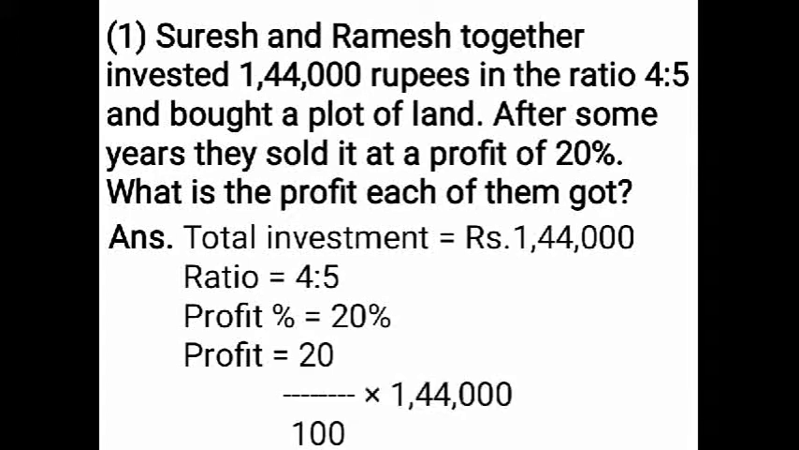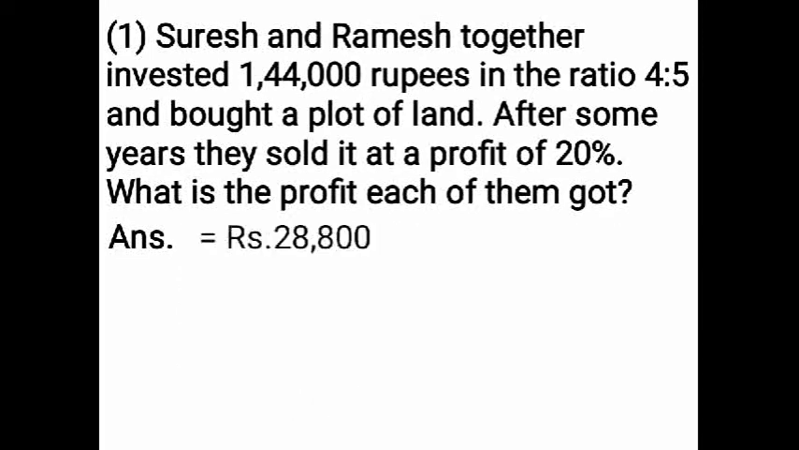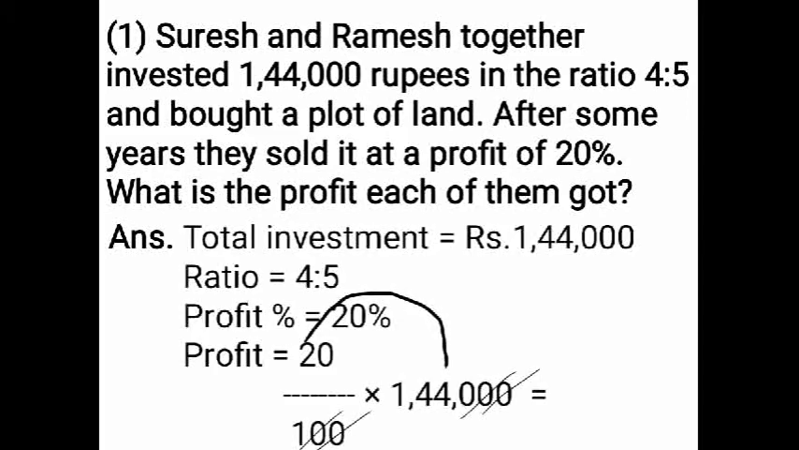That is 20 upon 100 into 1,44,000. Cancel both the zeros in numerator and denominator, like this. And then you have to multiply: 20 into 1440. After multiplying 20 into 1440, you are getting the answer 28,800 rupees.